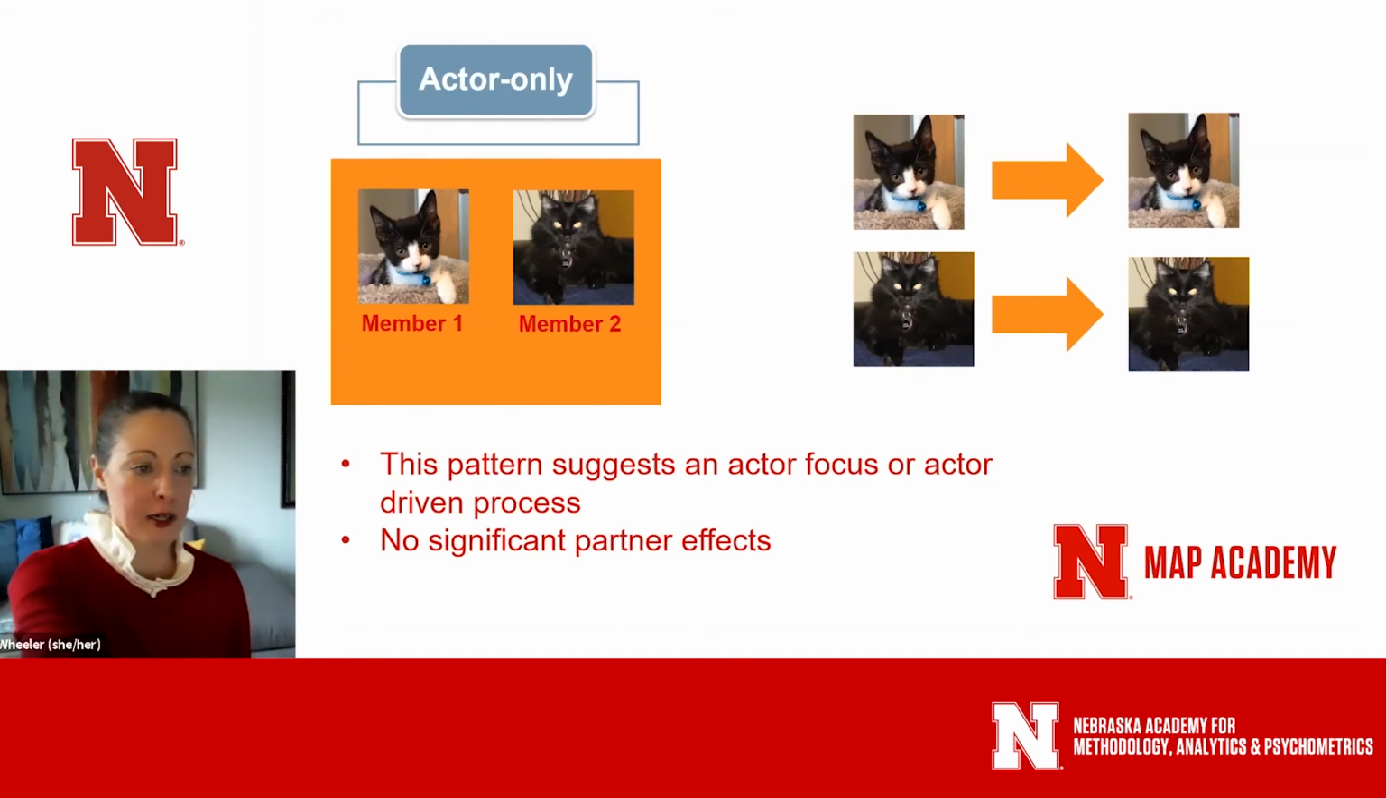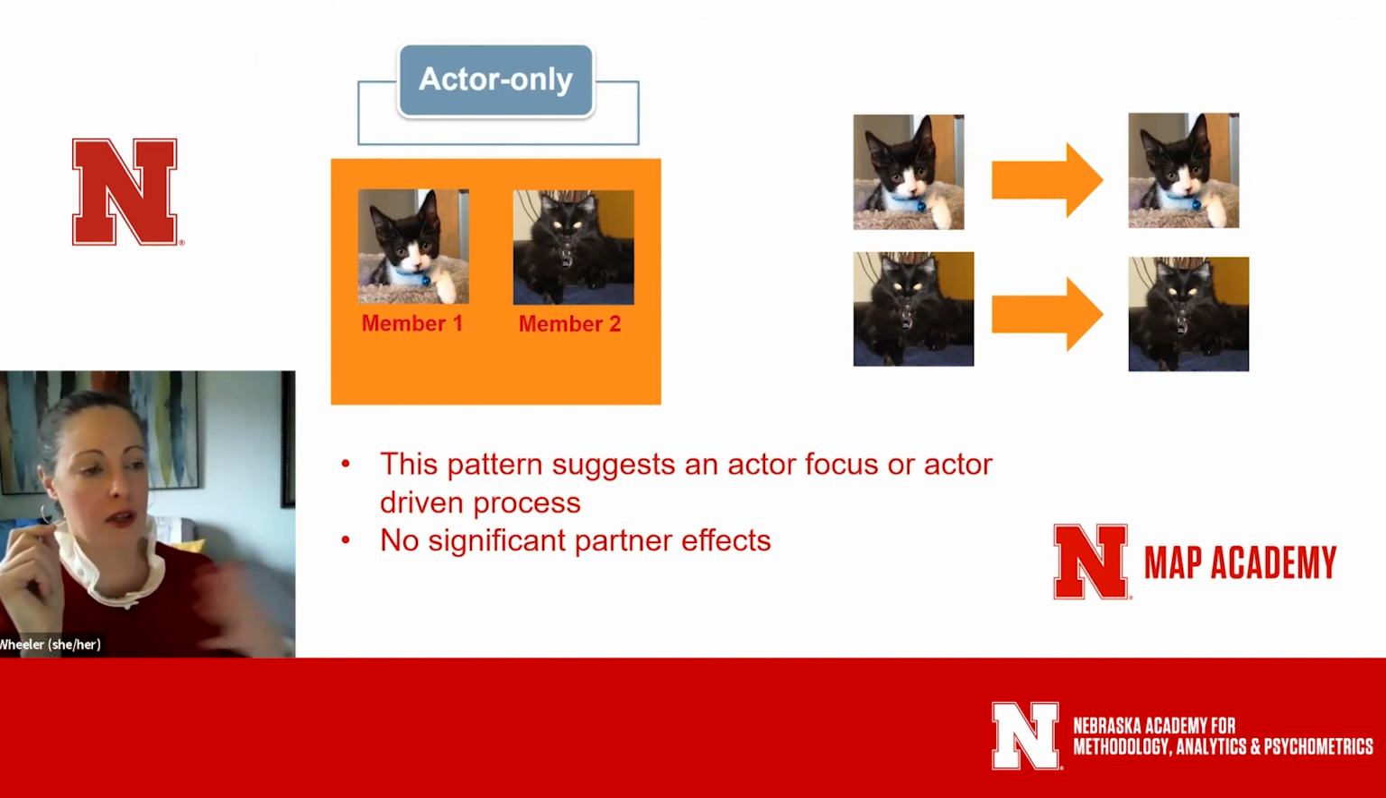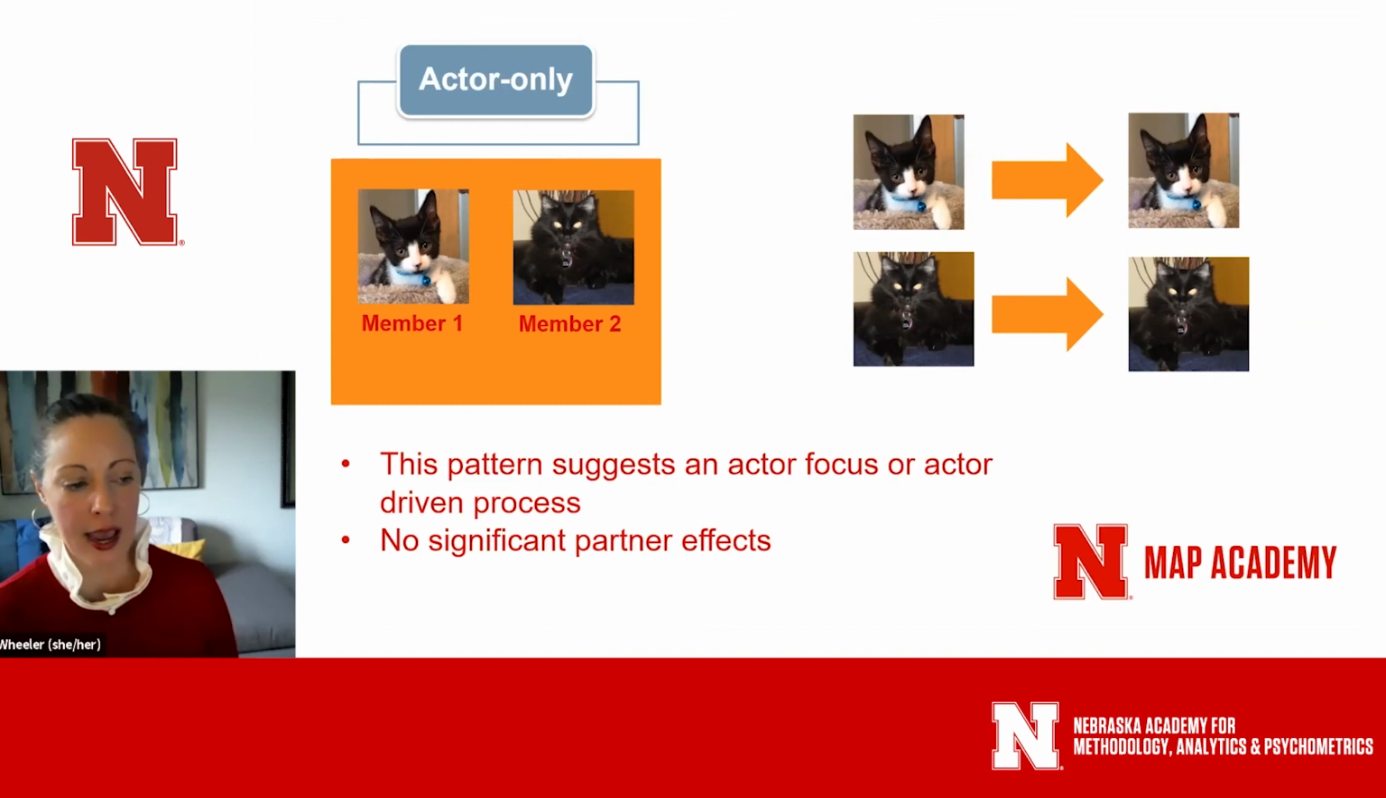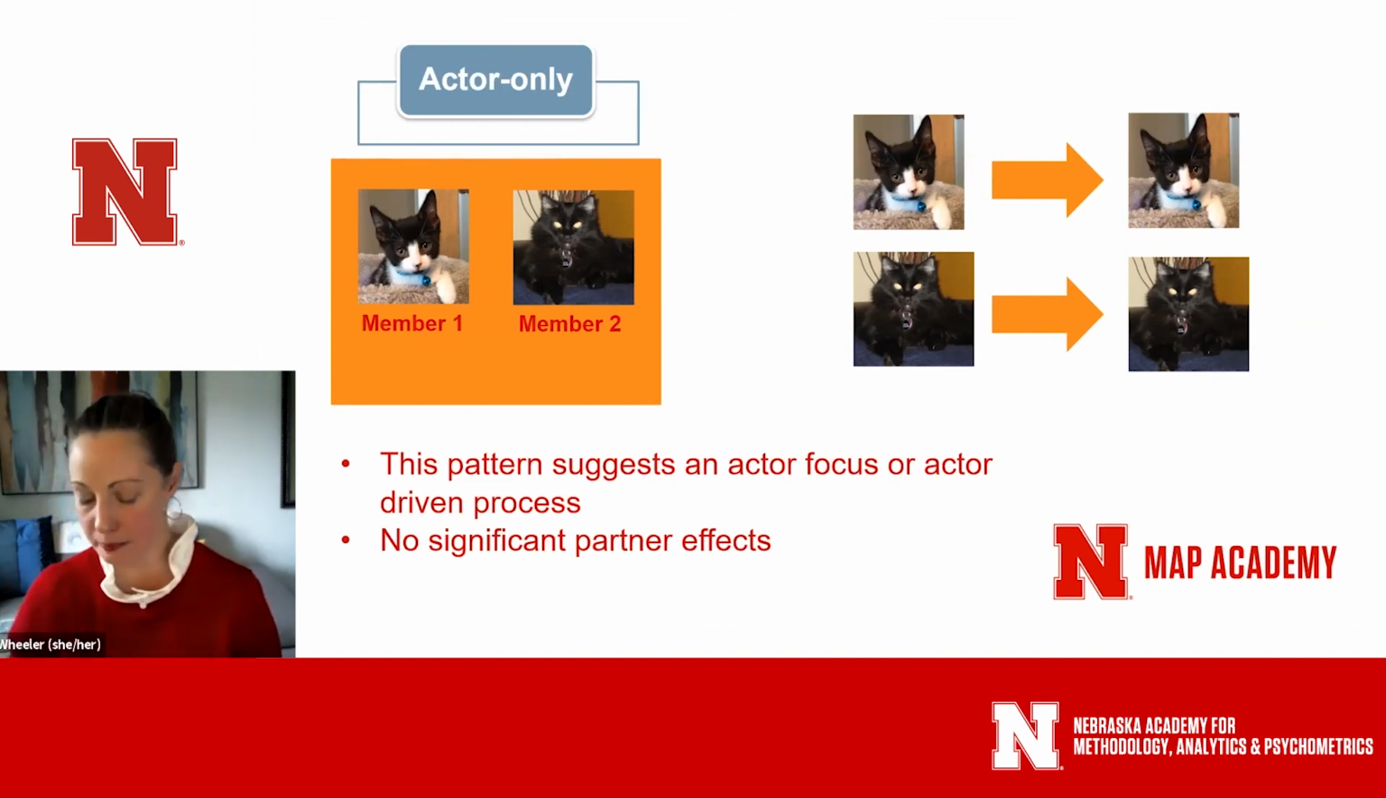So you can see that here, I used my cats as the members. If you think of the pictures on the right as the path model, we see that there are only effects from member one, or my cat Izzy, to her own outcomes, and then for member two, or my cat Billy, to her own outcomes, right? So this is suggesting that within the dyad, it's really an individual or an actor-driven process.